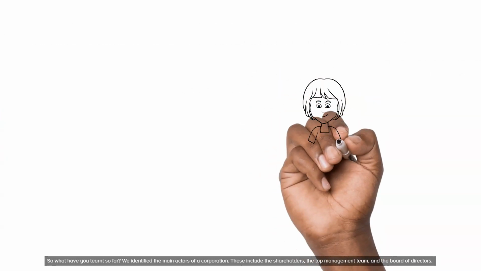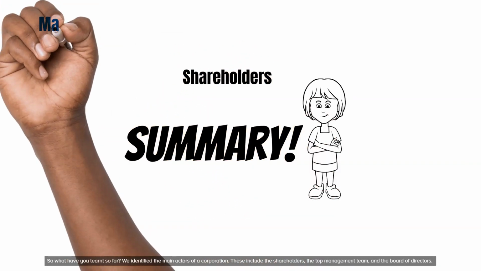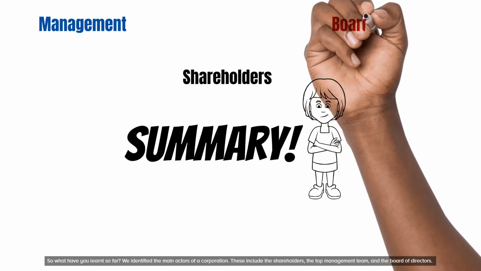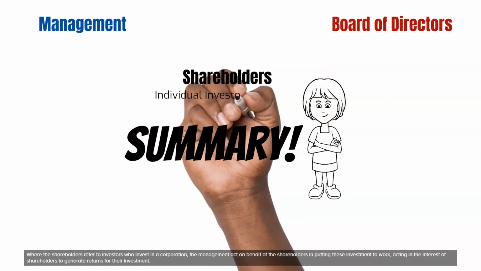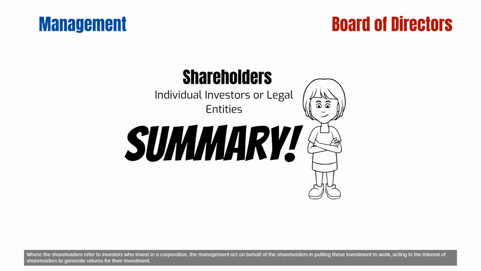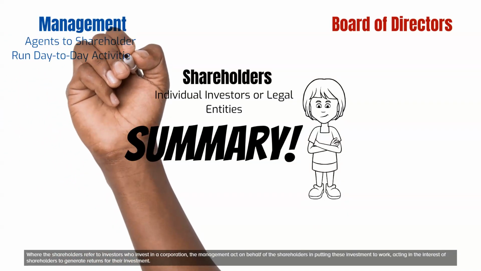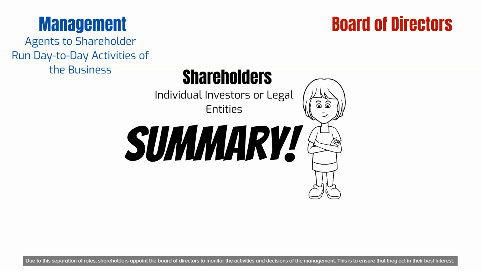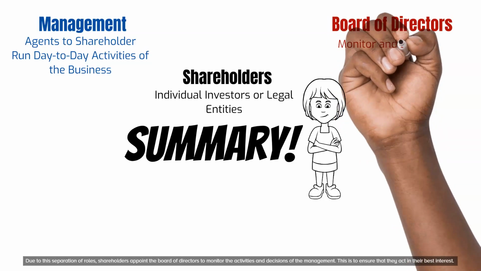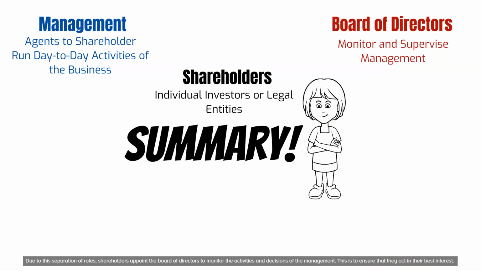So what have you learned so far? We identified the main actors of a corporation. These include the shareholders, the top management team, and the board of directors. Where the shareholders refer to investors who invest in a corporation, the management act on behalf of the shareholders in putting these investments to work, acting in the interest of shareholders to generate returns for their investment. Due to this separation of roles, shareholders appoint the board of directors to monitor the activities and decisions of the management. This is to ensure that they act in their best interest.